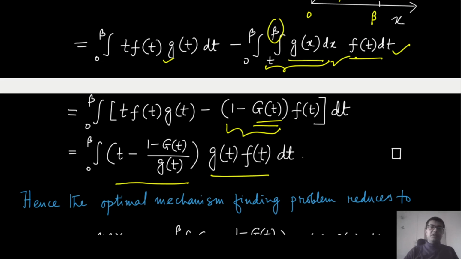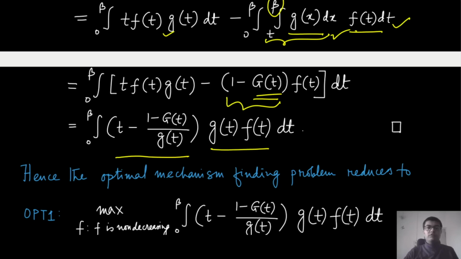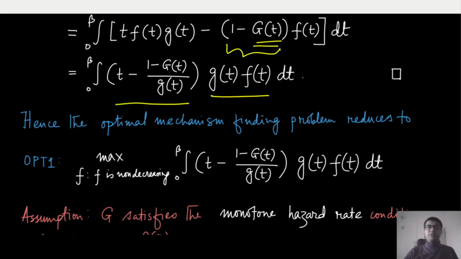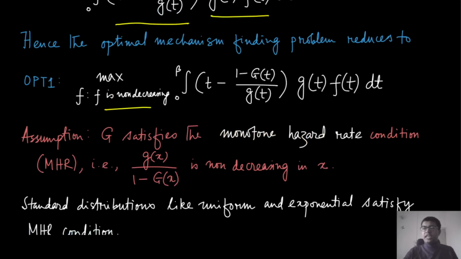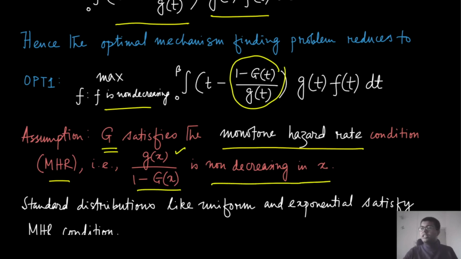Alright, so that lemma gives us a much simpler, compact form of the expected revenue. Now the optimal mechanism's job is to find the maximum of this, subject to the condition that f is non-decreasing. That is a necessary condition for this mechanism to be incentive compatible. Now we are also going to assume one other property. I mean, this in general might be quite difficult to solve, but we are going to assume some regularity property of the distribution G, which is called the monotone hazard rate condition. The property says that g(x) divided by 1 minus G(x), which is just the inverse of this term, is non-decreasing in x.